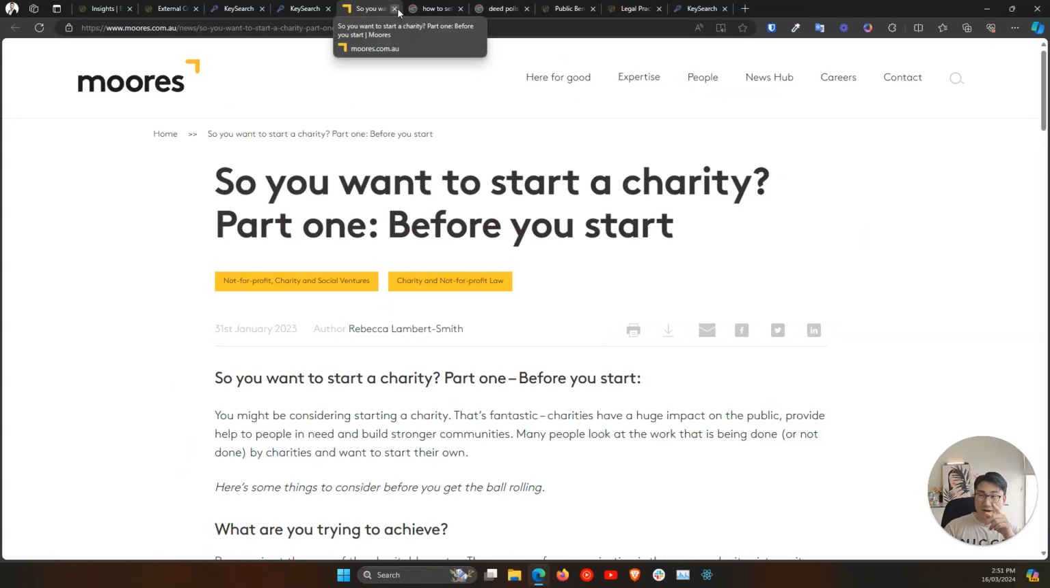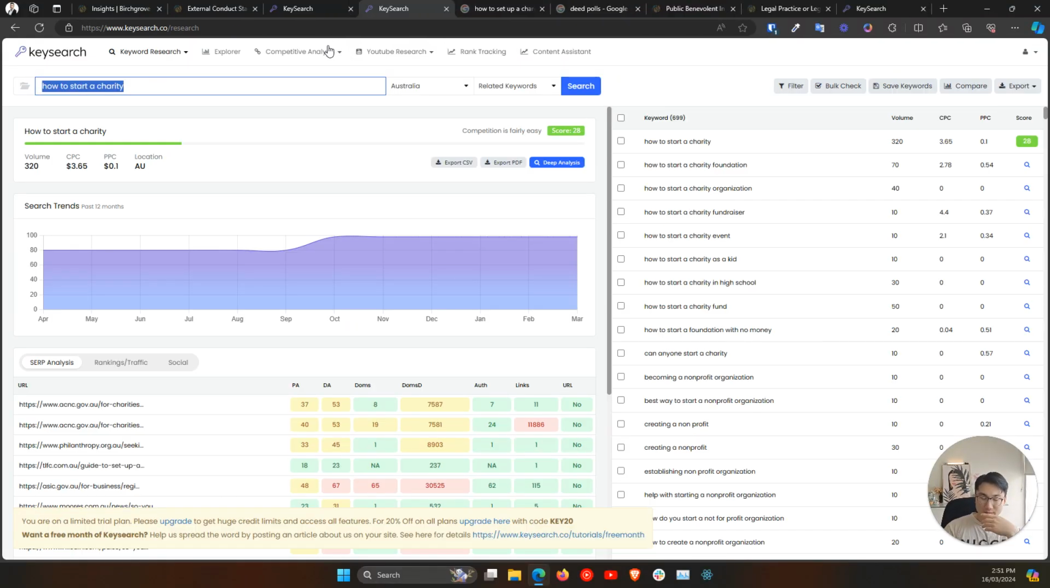The only reason I would write an article for this is not to rank high, because it's going to be difficult ranking high. The only reason I'll write it is so we could complete it, so at least we have a topic in the client's new insights library on how to start a charity. So it's for completeness' sake. Although keysearch.co does say the competition is fairly easy with a score of 28.